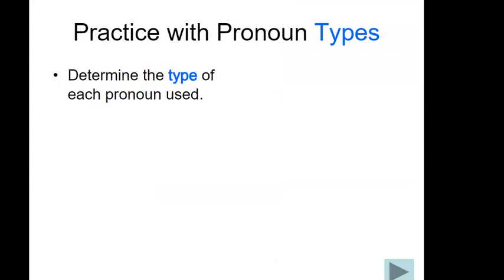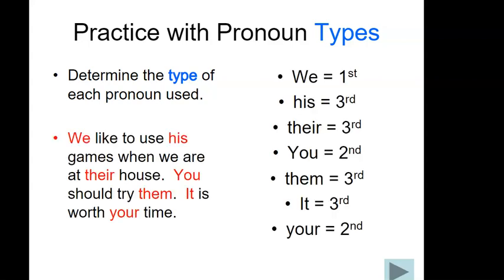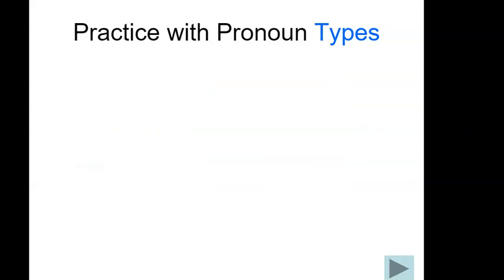So practice with the pronoun types. Let's determine the type of each pronoun used. We like to use his games when we are at their house. You should try them, it is worth your time. So, we is first person. His, you can see, is third person, and their is third. You is second, them is also third, it is third, and your will be second type.